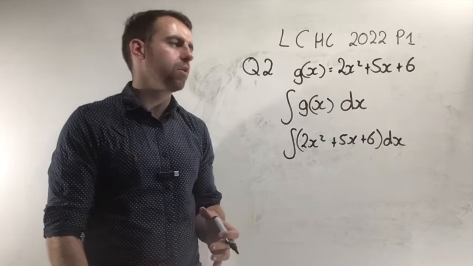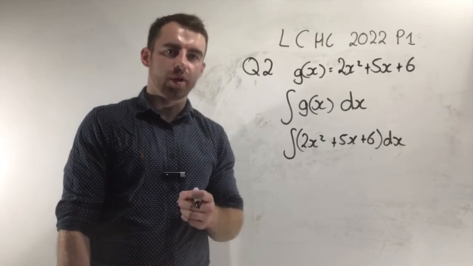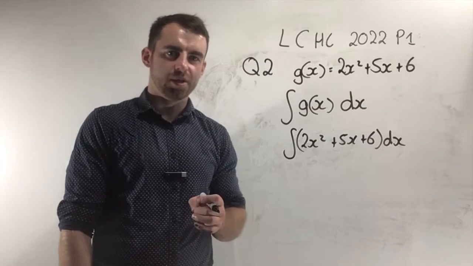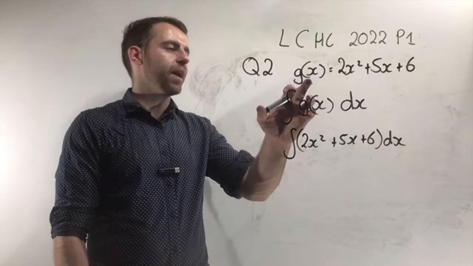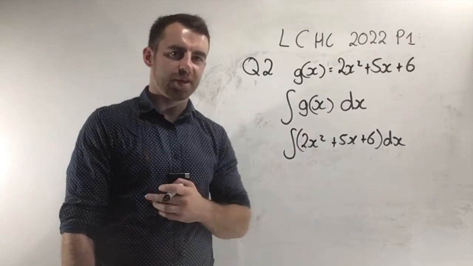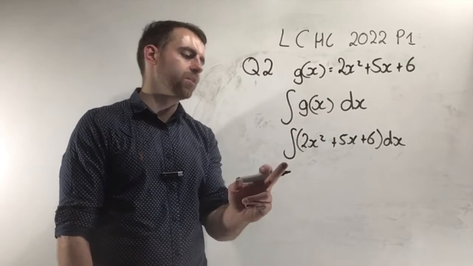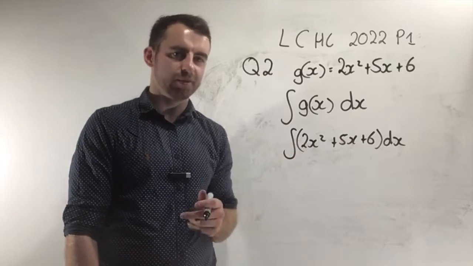In this video, we're looking at 2022 paper 1 question 2. The first half is integration and then there's a simultaneous equation at the end. We're given g of x is 2x squared plus 5x plus 6 and we're asked to get the integral of g of x. In other words, integrate 2x squared plus 5x plus 6.